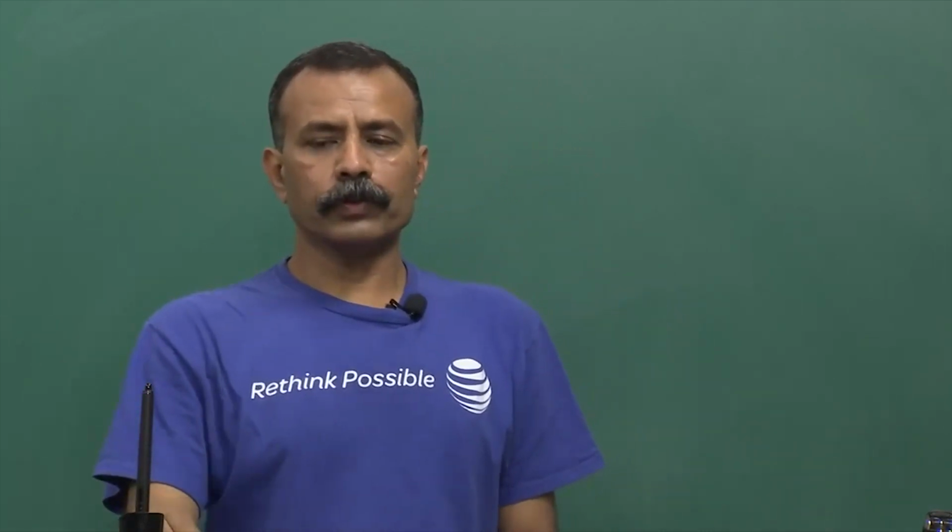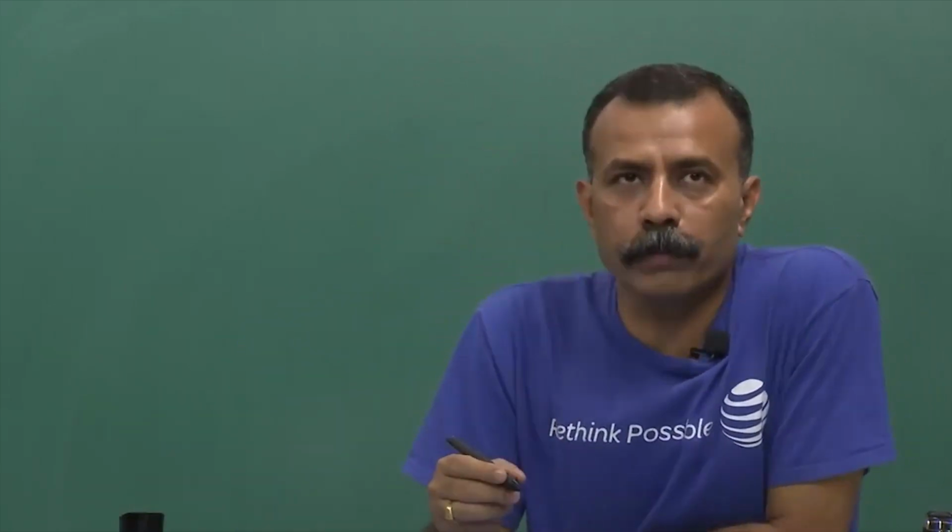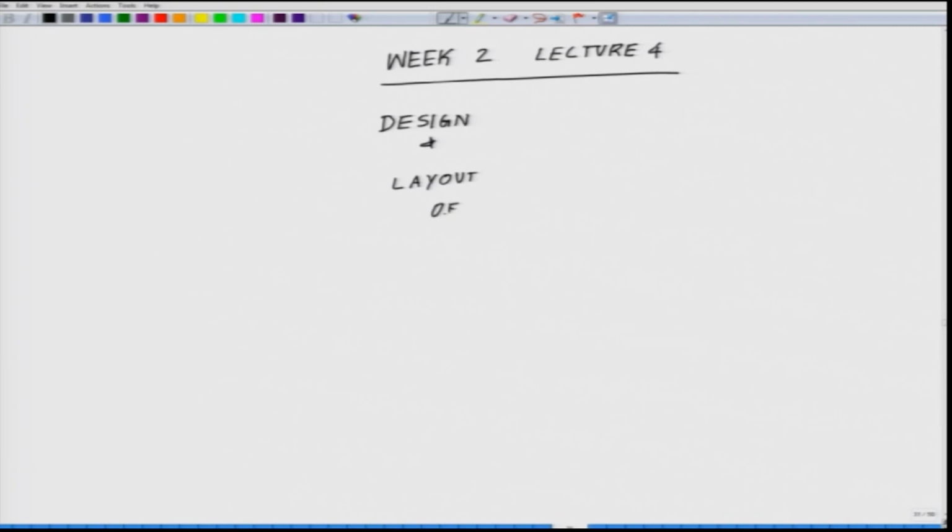So, today, first of all, let us put that layout in front of us and keep on adding the components which we will be needing, because we are into week 2, lecture 4: Design and layout of cell culture facility.